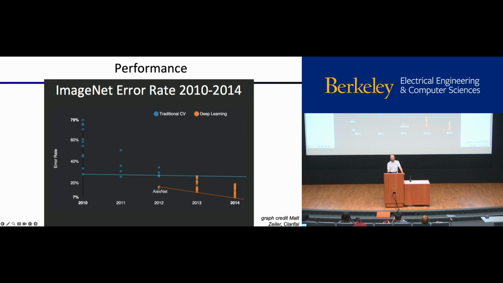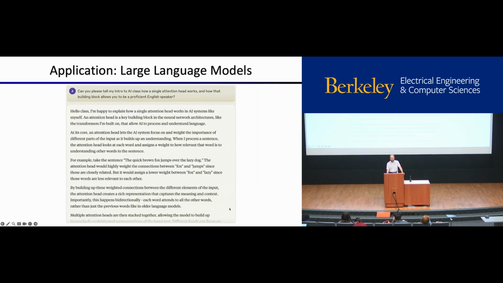And then people started trying neural networks, and the error rate started going way down. And if you extrapolate this out to today, it looks like the error rate would be negative. So there you go. An application that is the biggest today, and may well continue to be, is large language models. So here is Claude, quite impressive.